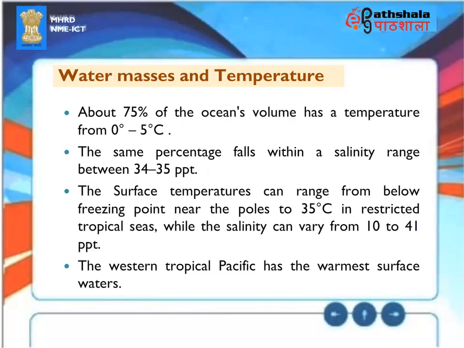About 75% of the ocean's volume has a temperature from 0 degrees to 5 degrees centigrade. The same percentage falls within a salinity range between 34 and 35 parts per thousand. The surface temperatures can range from below freezing point near the poles to 35 degrees centigrade in restricted tropical seas, while the salinity can vary from 10 to 41 parts per thousand. The western tropical Pacific has the warmest surface waters.